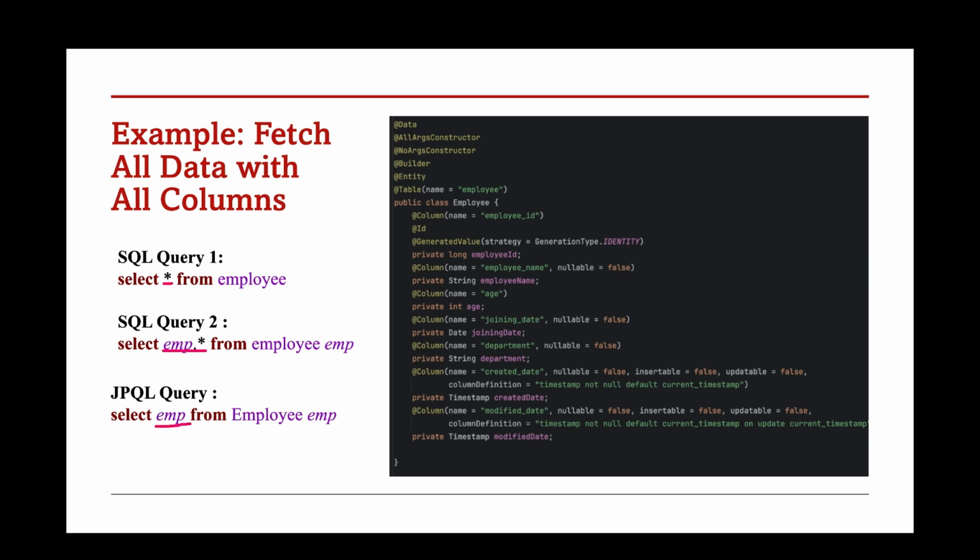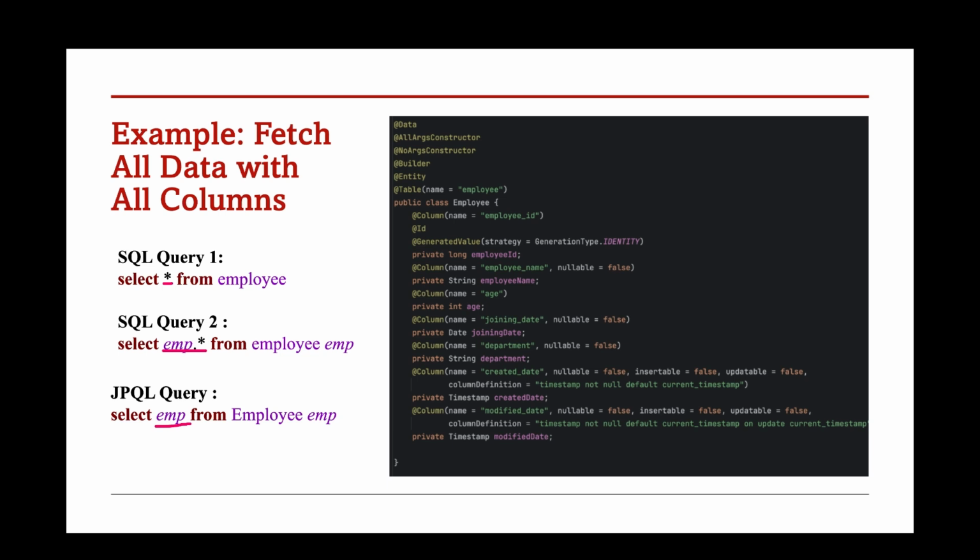Now, let's talk about the part between the select and from keywords. In SQL Query 1, I specified a star, which means we want to fetch all the columns from the table. Then in SQL Query 2, I used the alias name with a dot and star, like emp.star, which essentially means the same thing. We want all columns, but this time from the table alias we defined.